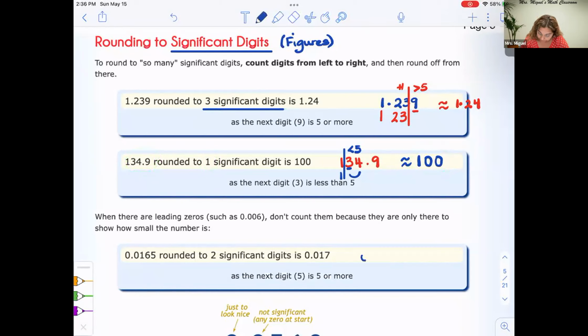Let's go to this one now. We want to approximate it to 2 significant figures. So this is not my first significant figure because this is a 0. So I am going to the next digit, 1, 2. This is my cutoff. This value here is greater than or equal to 5, so I add 1. My answer, 0.017. So here, in my answer, I only have two significant figures, which is 1 and 7.